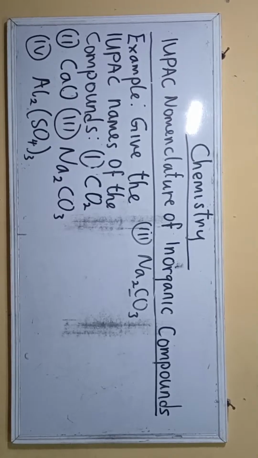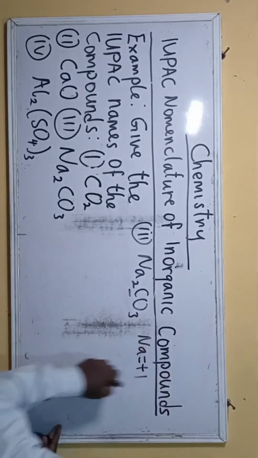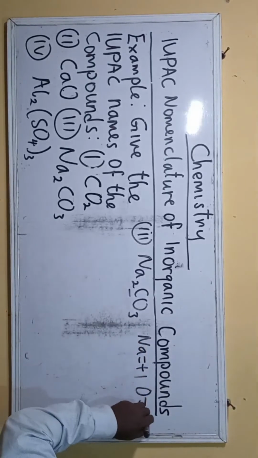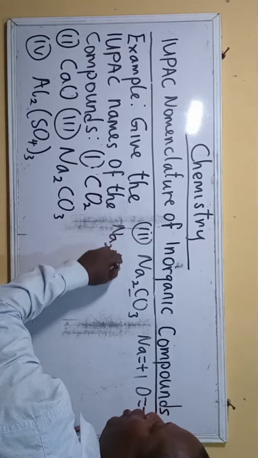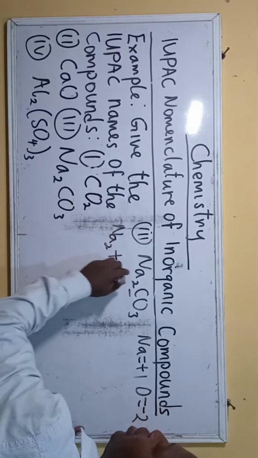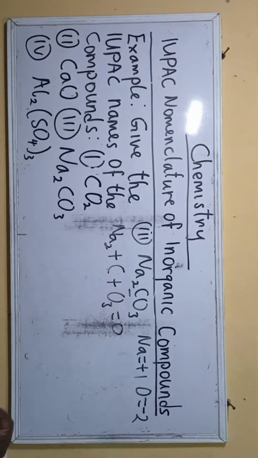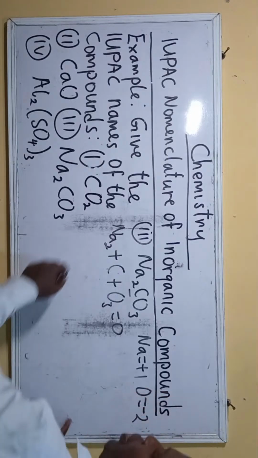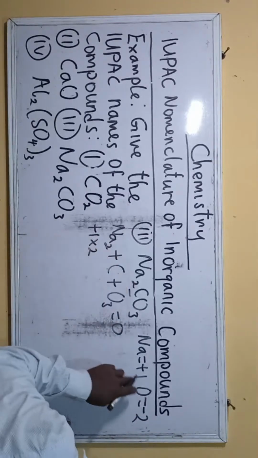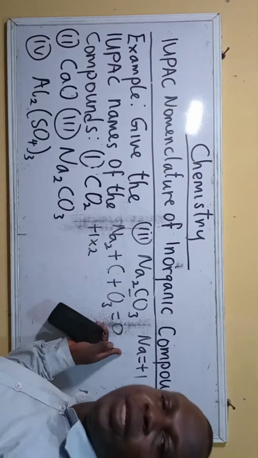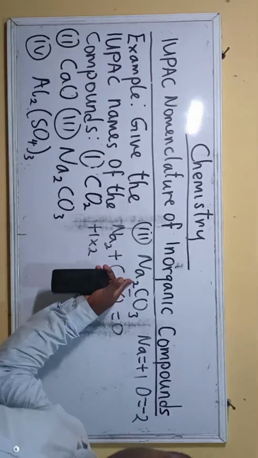So now let's solve this. Sodium is +1, oxygen is -2. Let's start. I will have Na2 plus C plus O3 equals 0. So it will be +1 times 2, because the atoms of sodium we have here is 2.